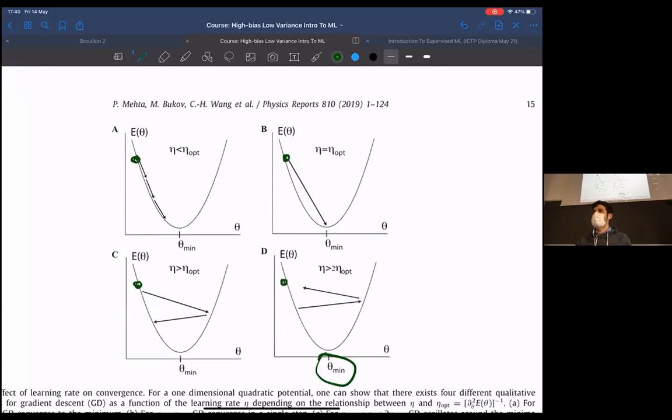There are different scenarios. This is just to emphasize how important it is to choose the learning rate correctly, and it can be a difficult task. If the learning rate is very small, what will typically happen? You will do small steps.